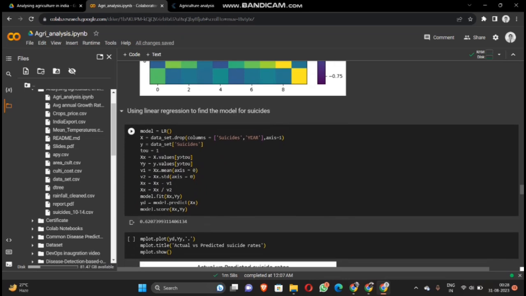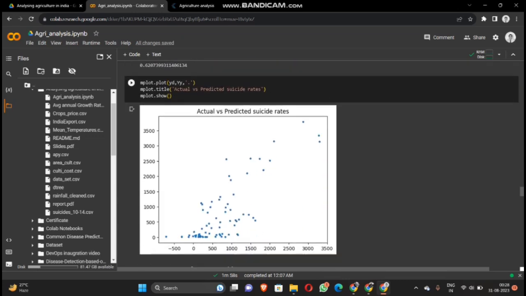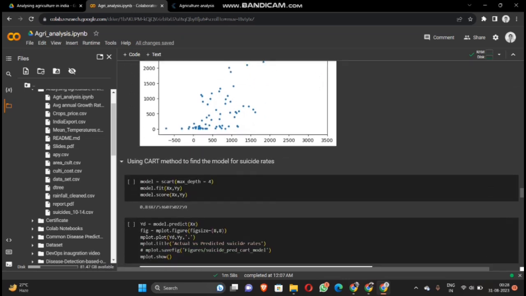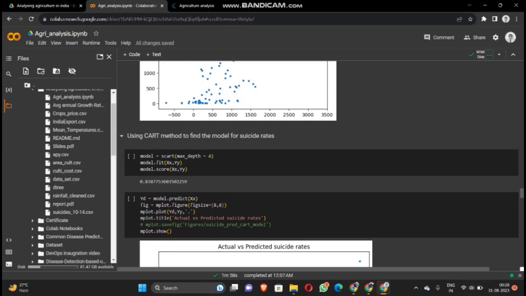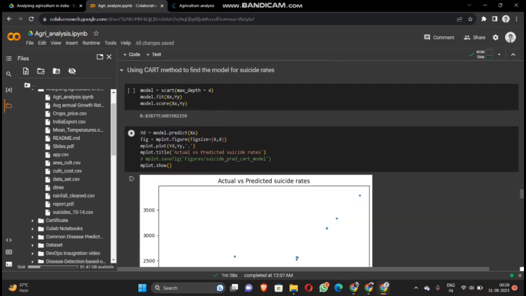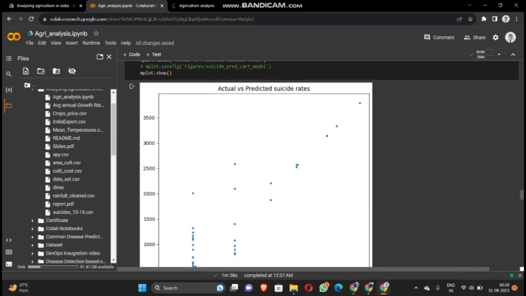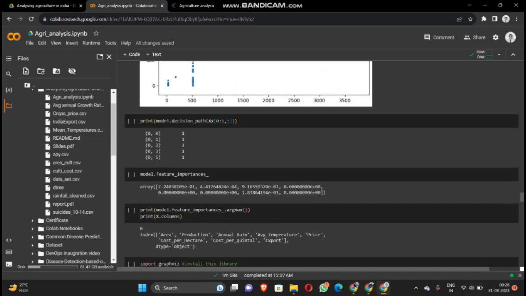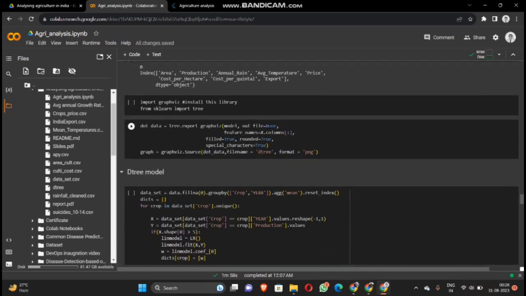Now we have used the linear regression algorithm to find the model for suicides, the actual suicide rate versus the predicted suicide rate. Similarly, we have used the CART model as well to find a model. So here it shows the actual and predicted suicide rates, because the data set which we are considering for suicide rate is for 5 years only. So that's why we need the prediction rate as well. So it is based on that.